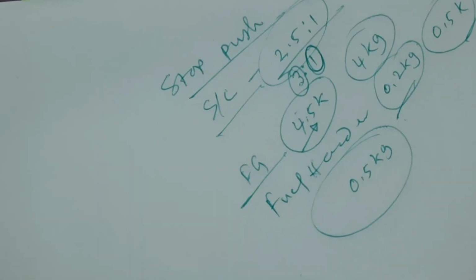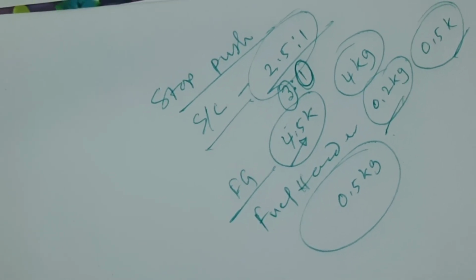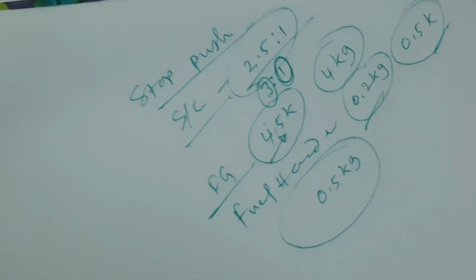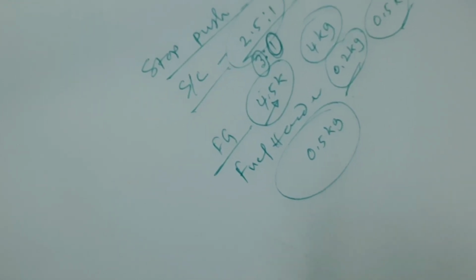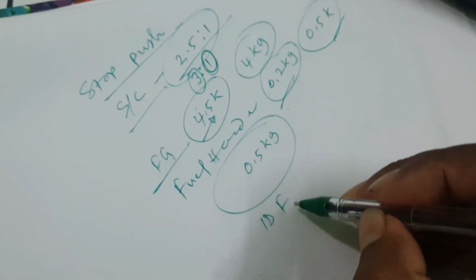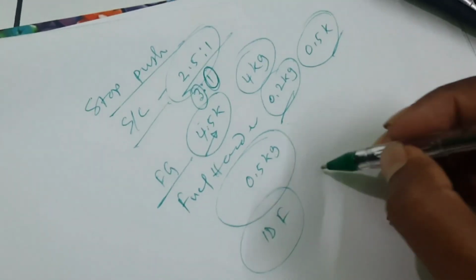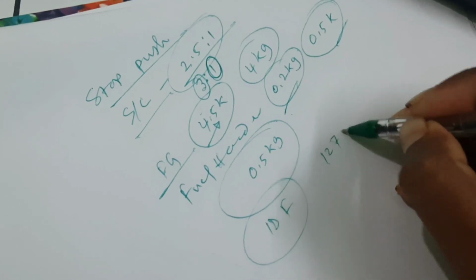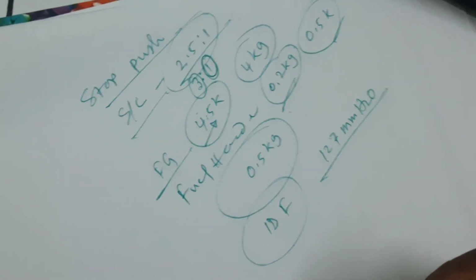If the primary reformer trips by fuel gas pressure, what will you do? Fuel to the primary reformer burner needs to be closed. Furnace pressure also has some trips. Furnace trip: if ID fan suction pressure is high, the primary reformer will trip. Suction pressure, normally if it comes to 127 millimeter of water, the primary reformer will trip.